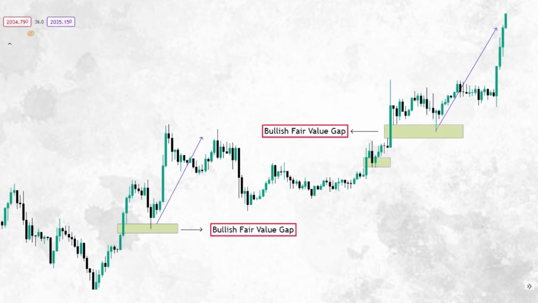In ICT trading concepts, fair value gap is an area where there is a notable gap between candles. In an uptrend, fair value gaps are a temporary imbalance in the market. It indicates strong buying pressure by institutions and market makers. The middle candle, which causes the gap, typically has a large bullish body, with the price opening higher and closing even higher, reflecting strong upward momentum.